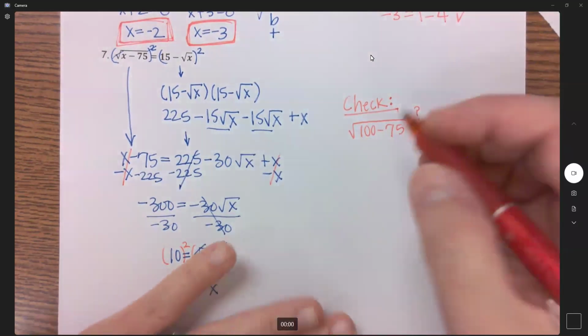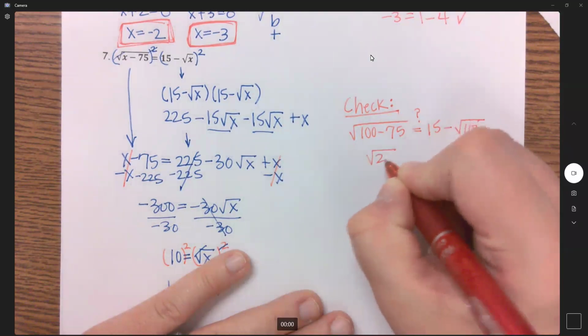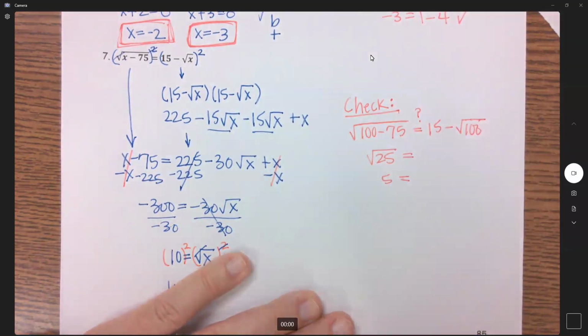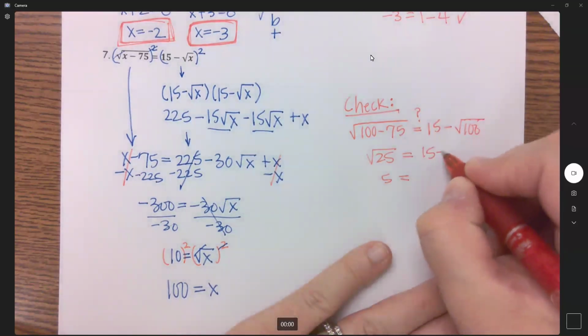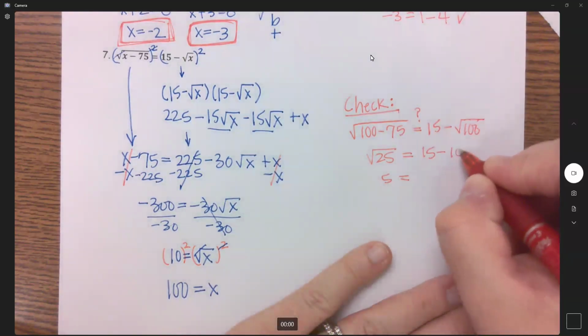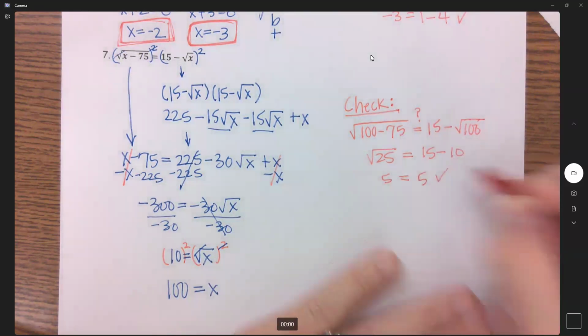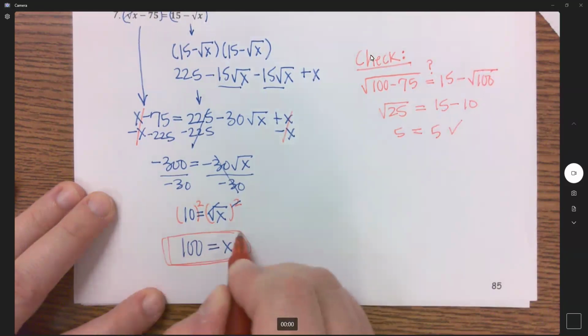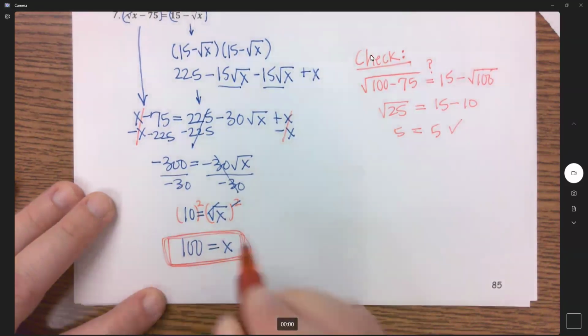Here we have 100 minus 75, which is 25. And the square root of 25 is 5. Over here, the square root of 100 is 10, and 15 minus 10 is 5. So yes, this is my solution.